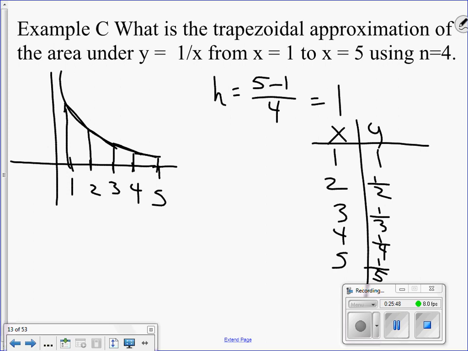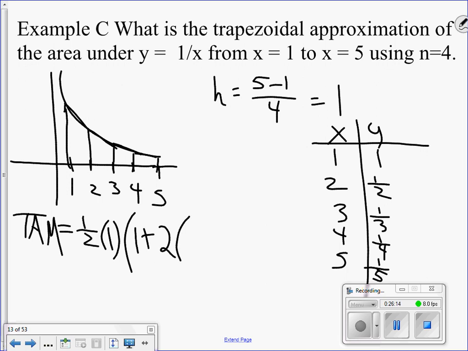Are we ready to get our trapezoidal approximation? And it's going to be a good one. What do I need out front? 1/2. And what is the height? Even though I don't need to write it, I still want to write it. 1. Now I need the big parentheses. What do I put in there? 1 plus, I remembered the 2, times 1/2 plus 1/3 plus 1/4, close it, plus 1/5.